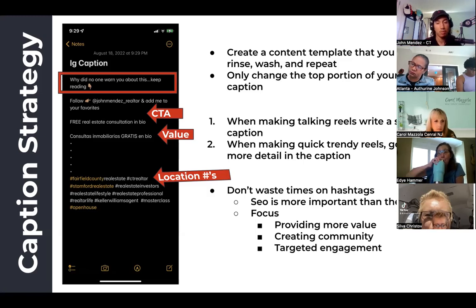Right now, you should be focused on providing more value in your content, creating a community, and targeted engagement. So reaching out to people specifically and engaging with them. That's going to help you gain more reach and more visibility than any hashtag would.